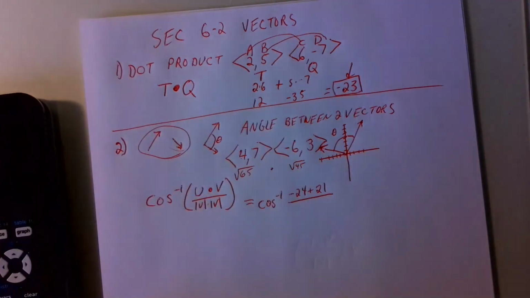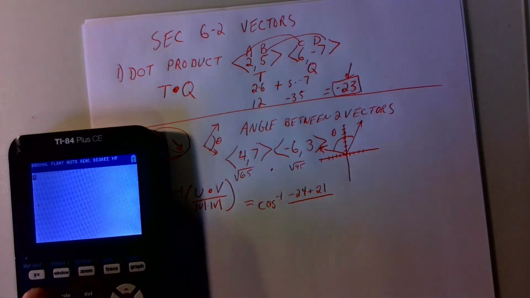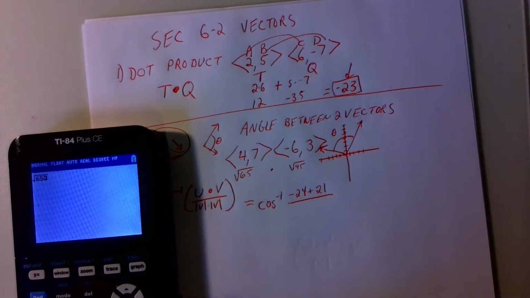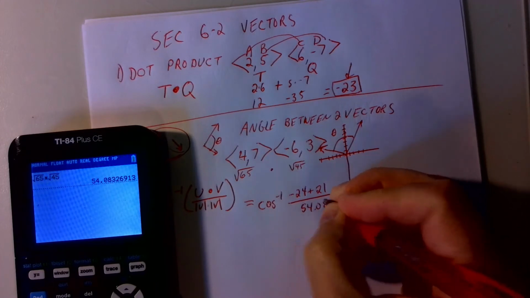So let's do that. I'm going to pull out the calculator right now, and hopefully you can see that here. So I got the square root of 65 times the square root of 45, enter. So I got a 54.08 there.